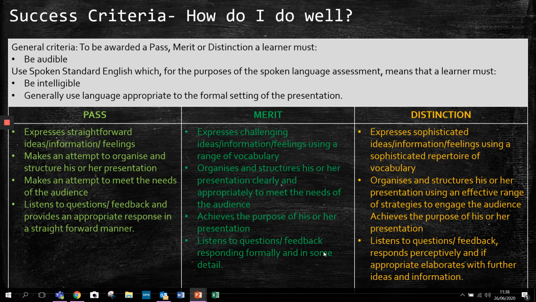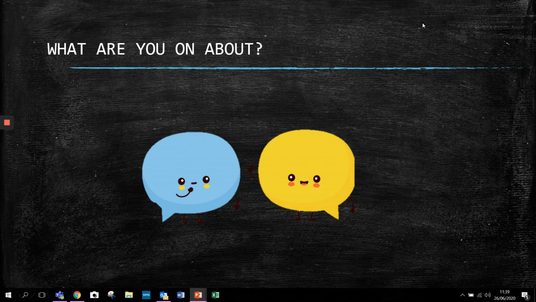Okay, all of this is on your sheet, and you'll see it's actually a mark sheet. And what will happen when you actually do your speech is you'll bring that mark sheet into school, and your teacher will tick where they think you've done well, and you will have your mark that way. Okay, so what are you on about?